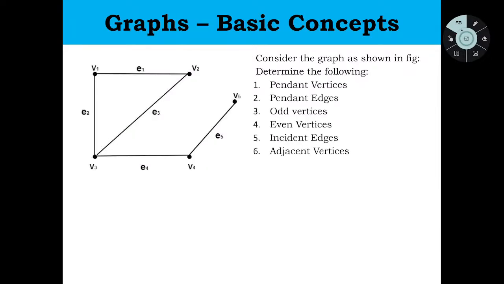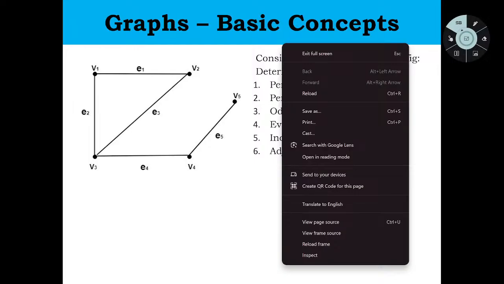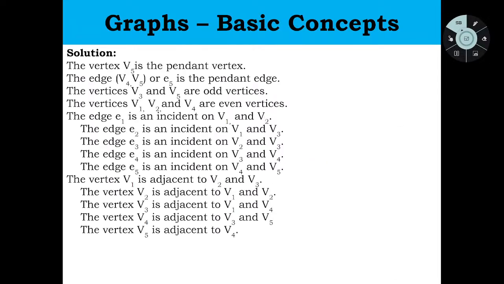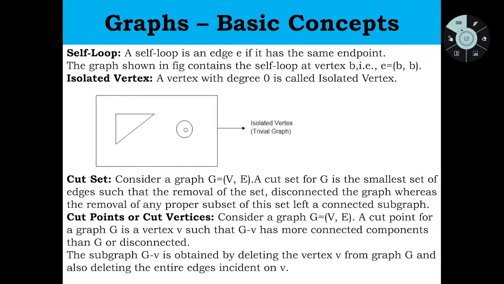We have completed this one, right? Next, let us go to the next one. Just now we have discussed self loop. A self loop is an edge that has the same end point. Next, an isolated vertex. What is an isolated vertex? If a vertex has no edge, it is called an isolated vertex. Right? Next, you are talking about cut set.